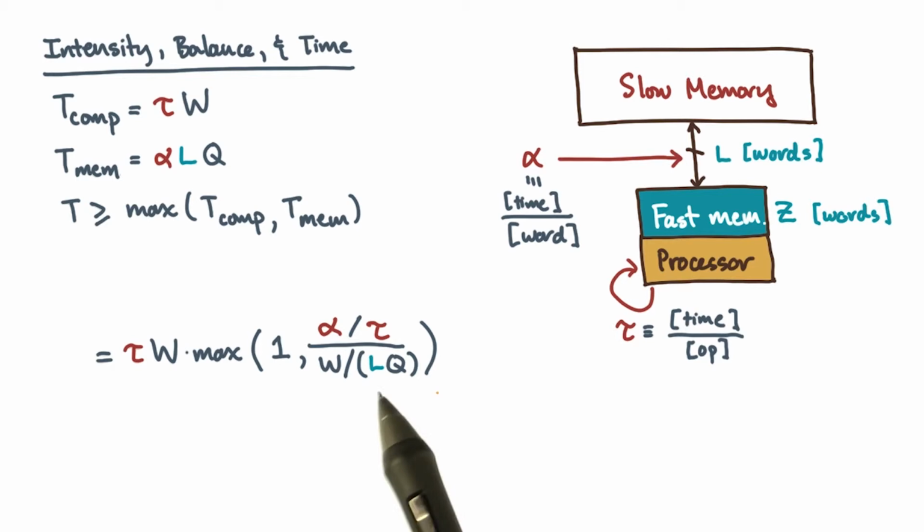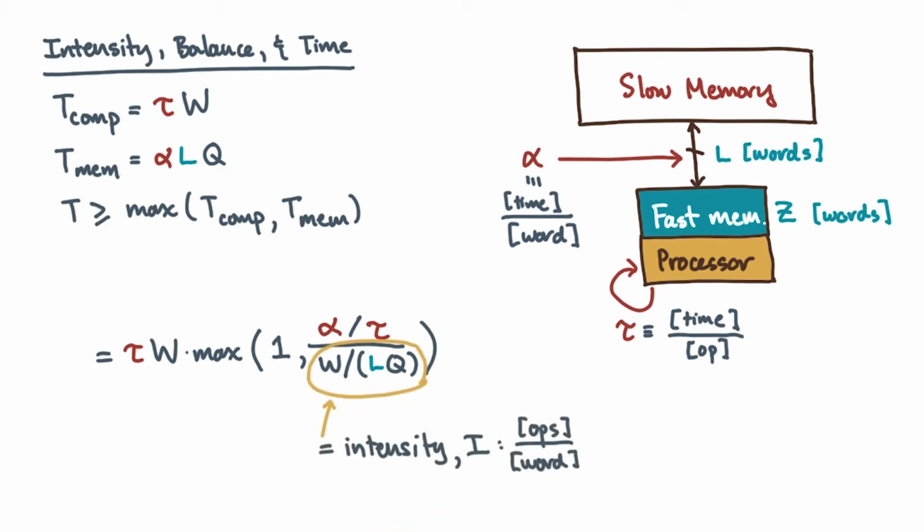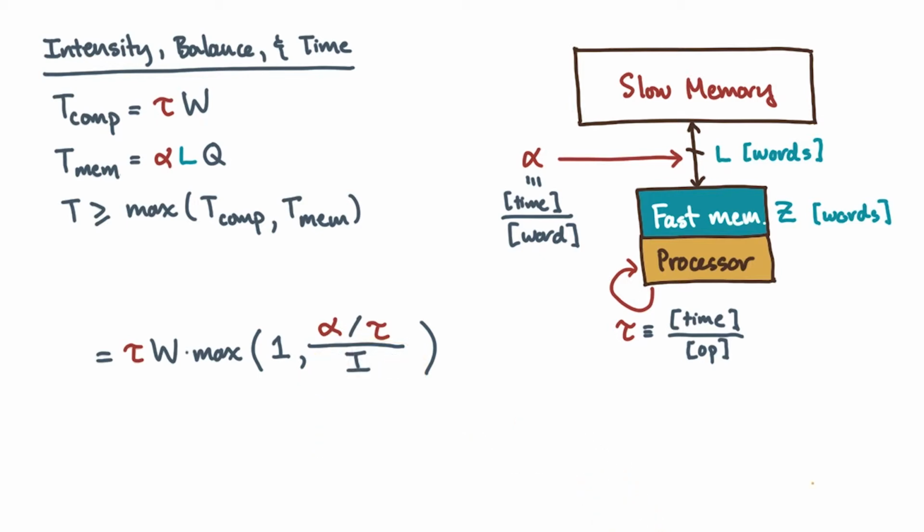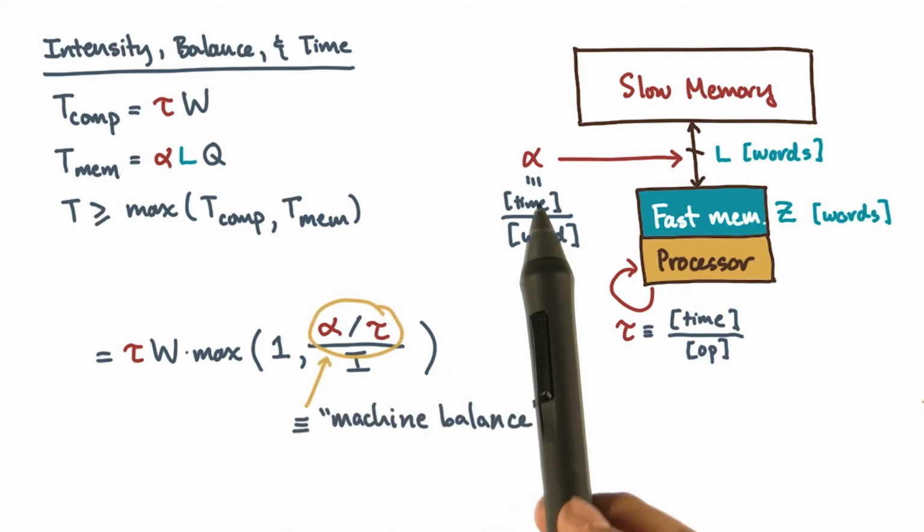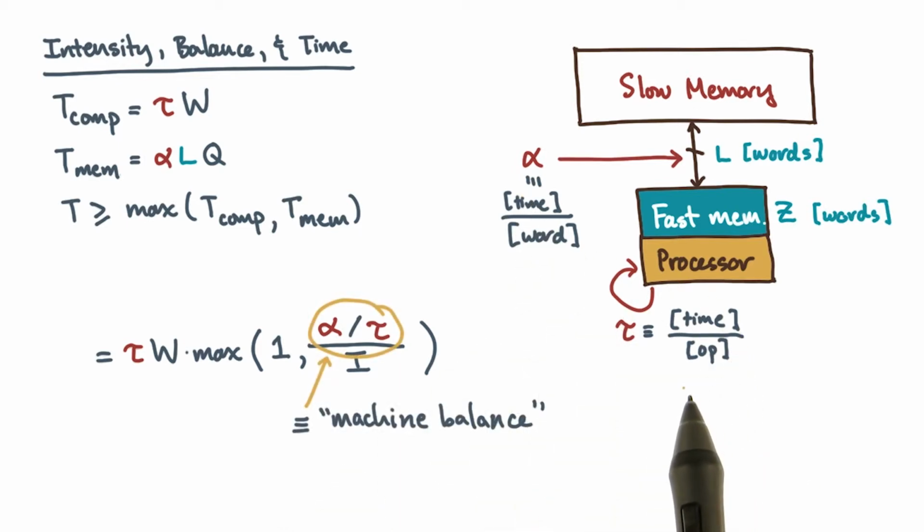Let's start with the denominator of this second argument. Why, it's nothing more than the algorithm's computational intensity. Recall that intensity has units of operations per word. Now, what about the numerator? The numerator is the time per word divided by the time per operation. It's a ratio of parameters that only depend on the machine.